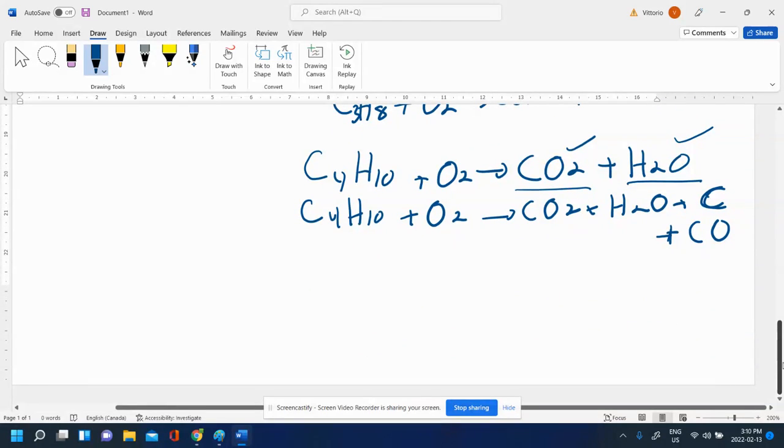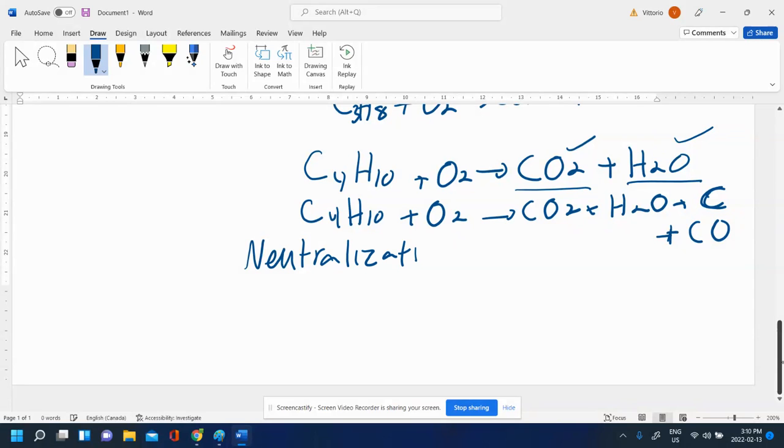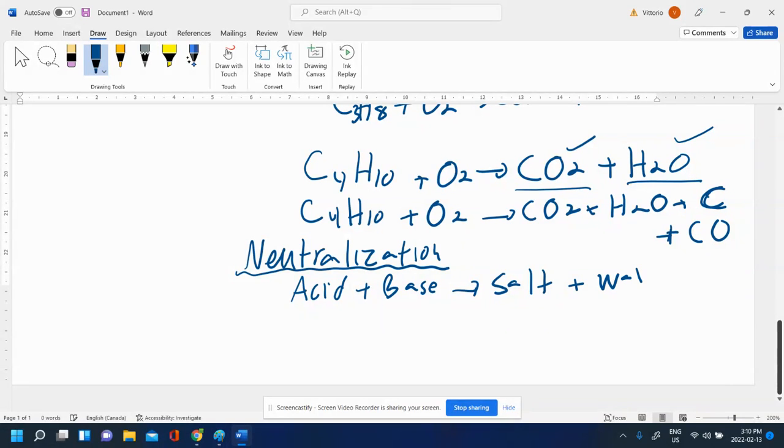There's one more type of reaction that you may have heard of as well called a neutralization reaction. That's actually a special type of double displacement. It's a reaction between an acid and a base, and it produces salt plus water.